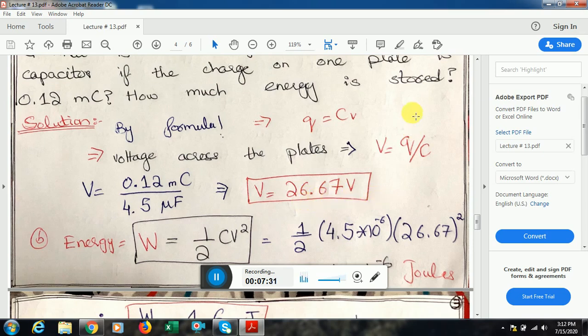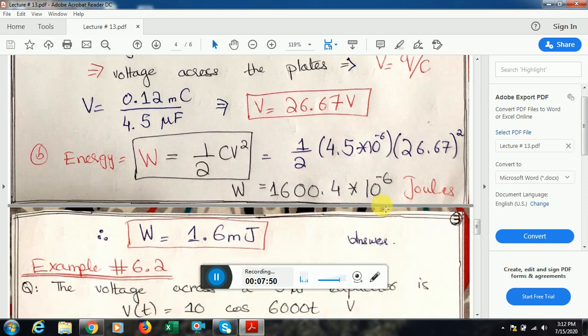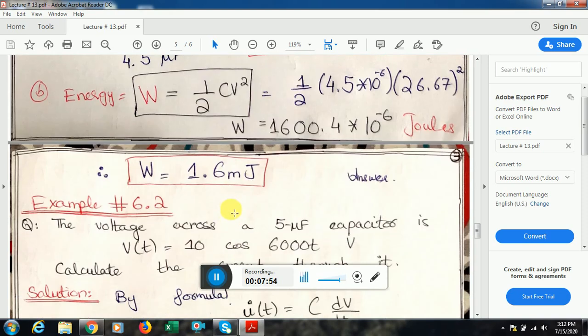Now moving on, we have to find the energy stored. The energy stored formula is 1/2 CV². Putting in the value, C is also defined in the statement of the question. Taking the square of this, I get to know that the energy stored is 1600.4 × 10 to the power minus 6 joules, or you can say 1.6 millijoules. Milli is 10 to the power minus 3.